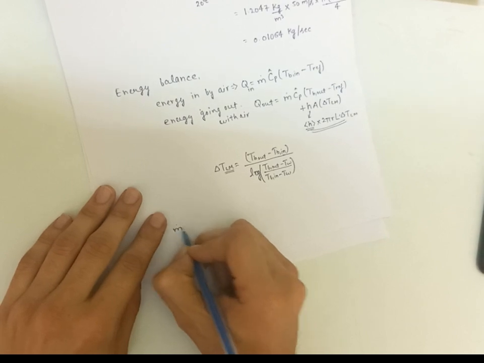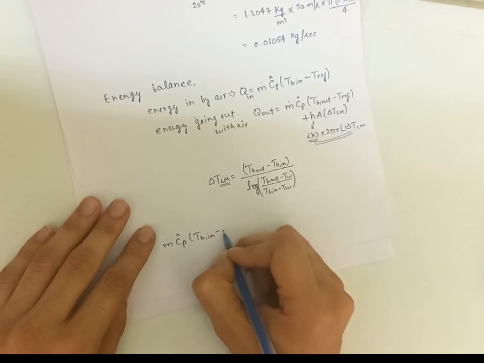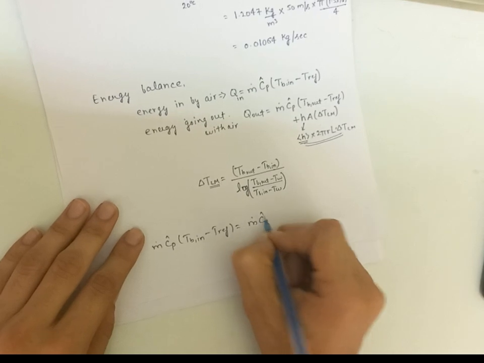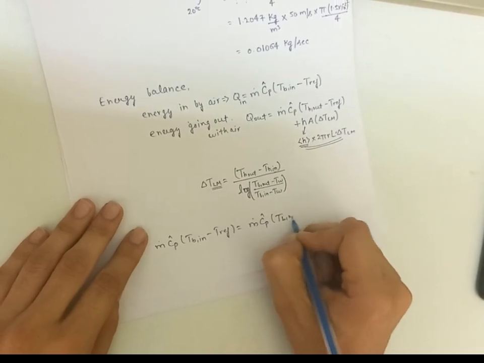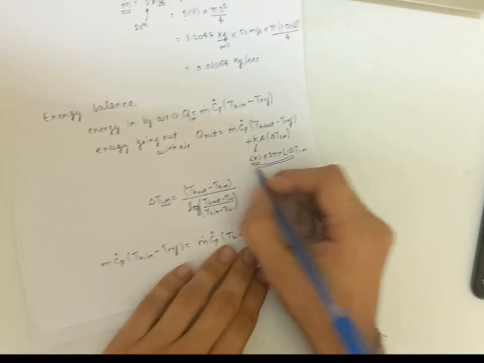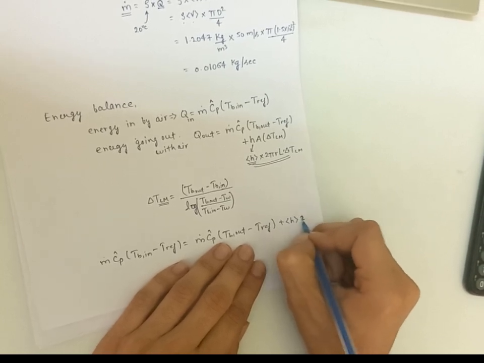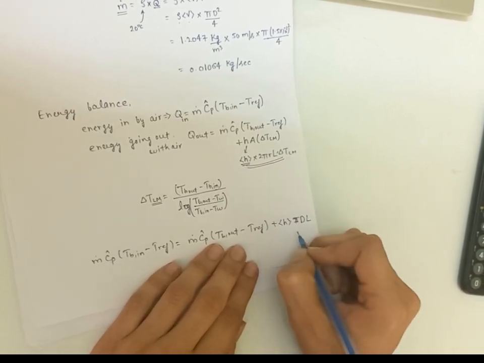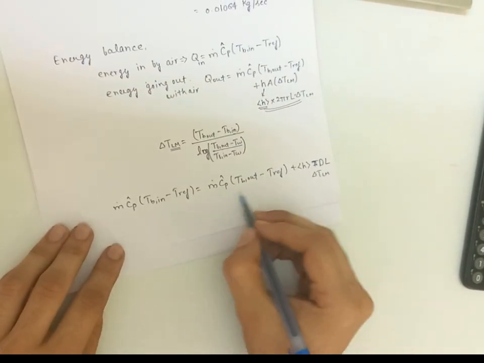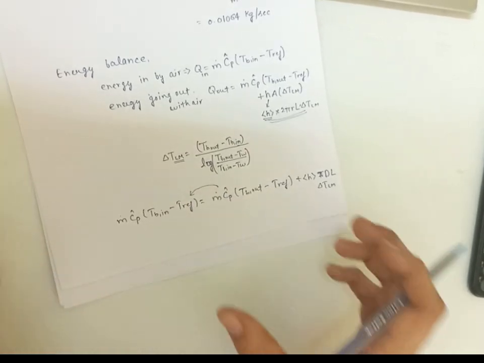So mCp (TB in minus reference temperature) is equal to mCp (TB out) plus this convection term, delta H pi d in terms of diameter, and then delta TLM. Now this term we're going to send to that side, to reduce the number of terms.